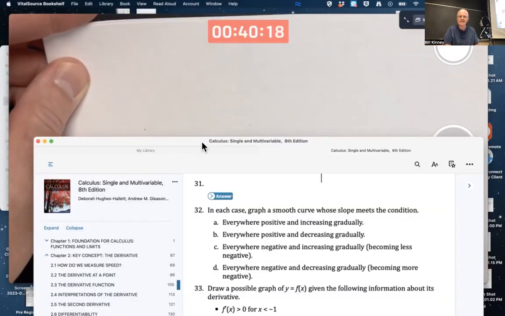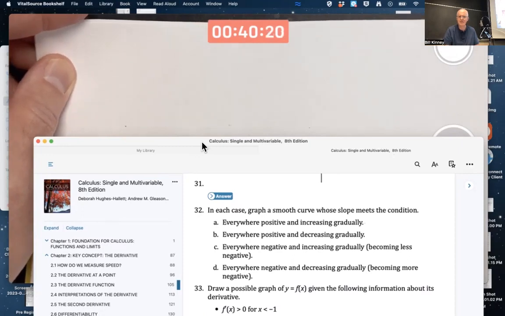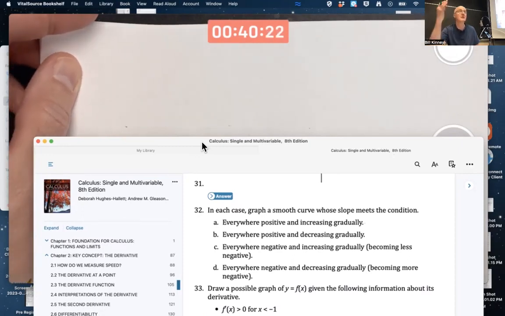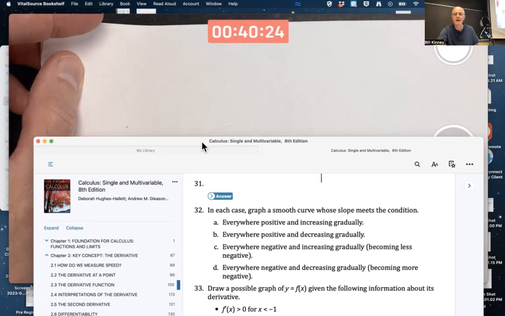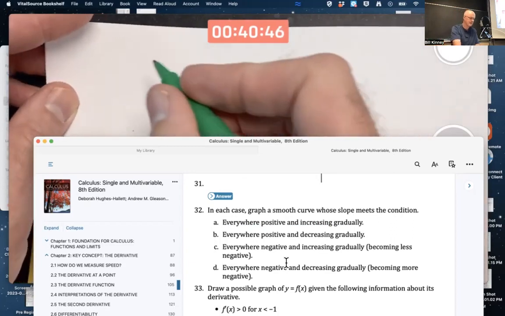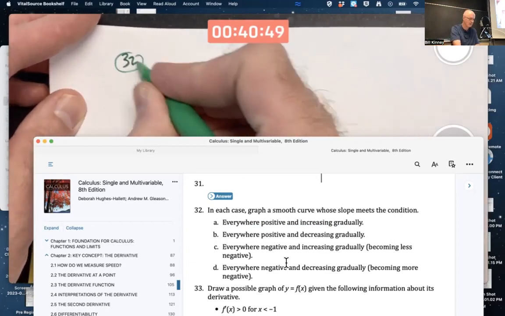Problem 32 says, in each case, graph a smooth curve whose slope, read derivative, meets the given condition. Part A, everywhere positive and increasing gradually. Part B, everywhere positive and decreasing gradually. C is everywhere negative and increasing gradually. And D is everywhere negative and decreasing gradually. We want the slope to satisfy these properties. For problem 32 now.